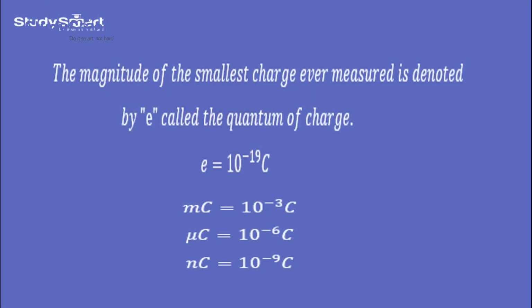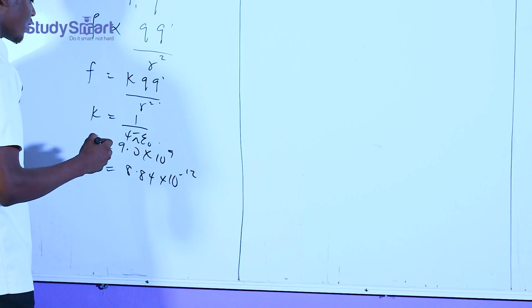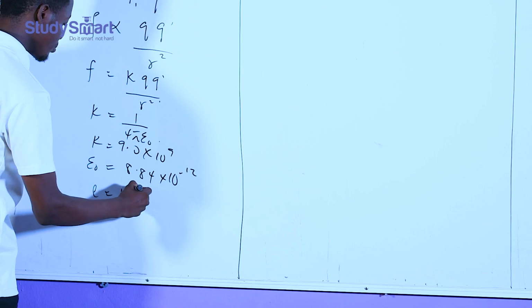Now, the magnitude of the smallest charge ever measured is denoted by e, and that is called the quantum of charge. And we say e is numerically equivalent to 1.6 times 10 to the power of minus 19 Coulomb.